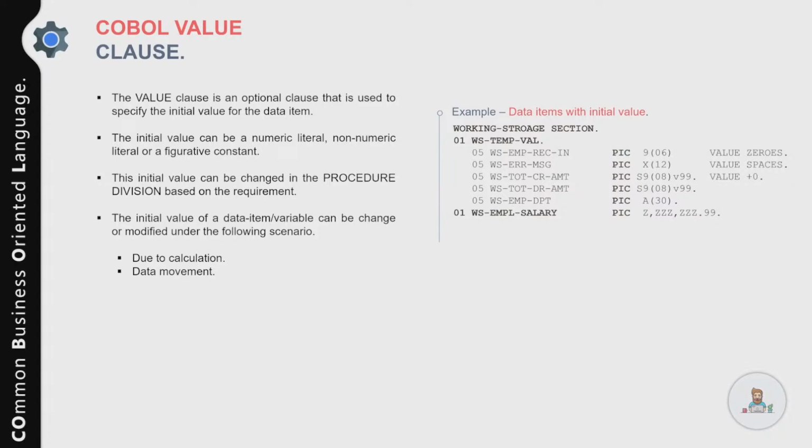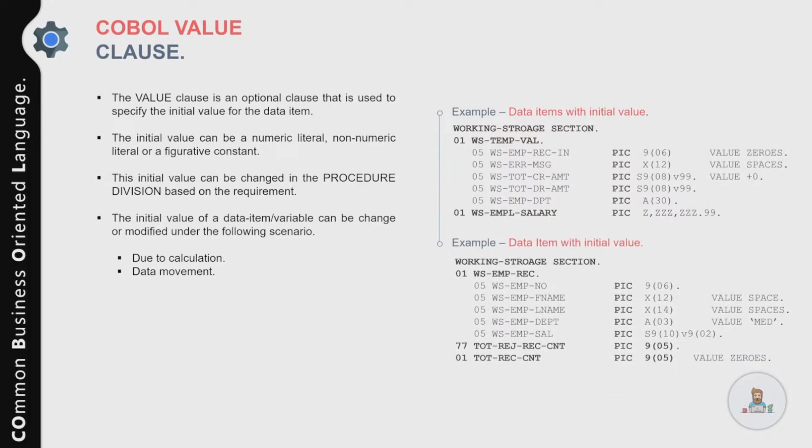Again, we have a working storage section, and there are two different variables that we have defined here. The first one is a group variable, that is WS-TEMP-VARIABLES, and that includes a couple of elementary items. The first one is WS-EMP-REC-IN, and this is 9 of 6, and we have assigned an initial value of 0 to it. After that, we have WS-ERROR-MESSAGE, and it is X of 12, and we have assigned an initial value of spaces. And similarly, we have the next variable, that is WS-TOTAL-CREDIT-AMOUNT, and we have assigned a plus 0 as the initial value, right?